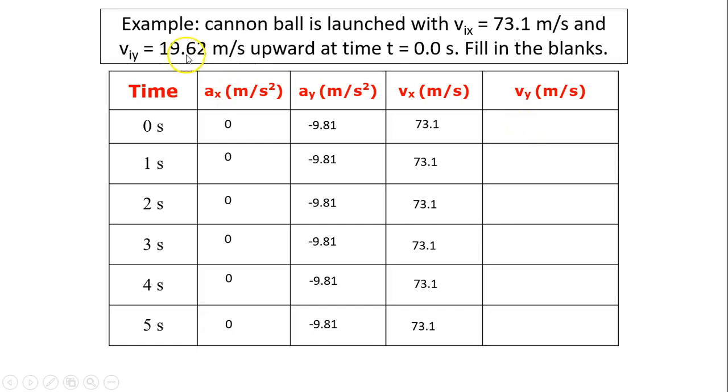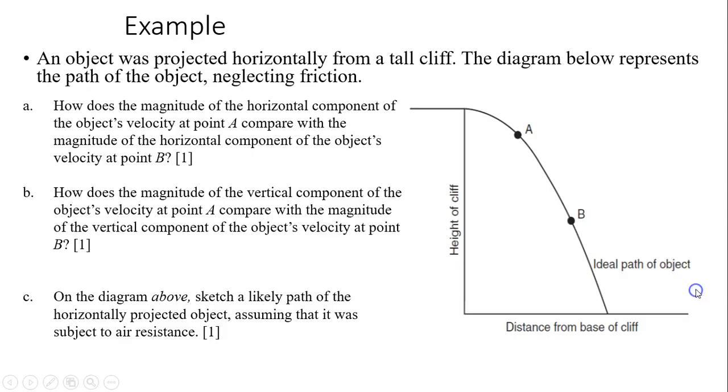So the initial velocity is 19.62. For every second, it decreases by 9.81. So at 1 second, it becomes 9.81. At 2 seconds, it becomes 0. At 3 seconds, it will increase by 9.81 going downward. Then it increases again by 9.81 downward. Then you just simply add 9.81 for each second as you come down.